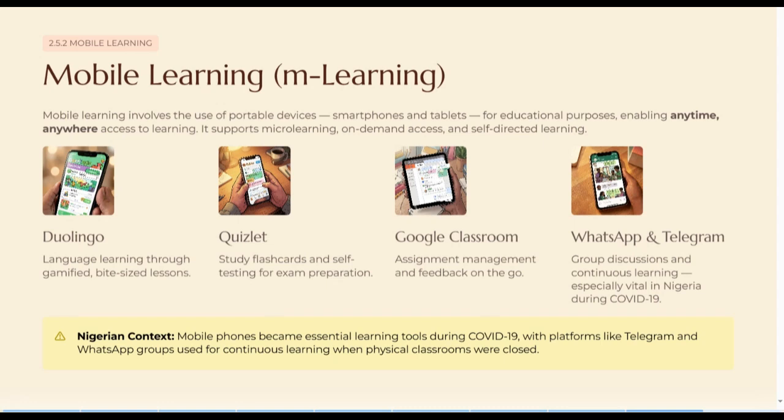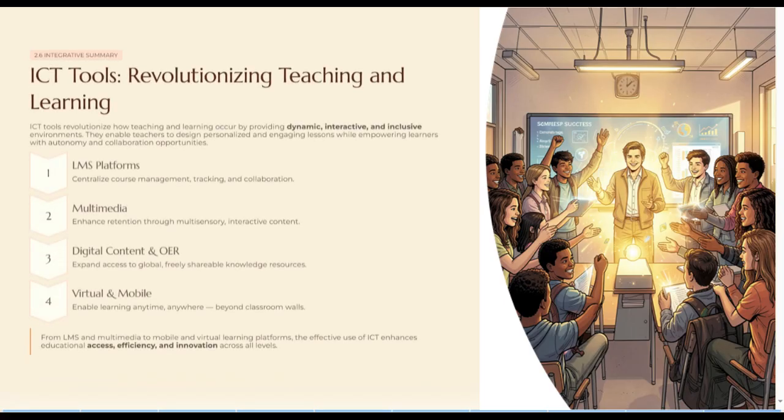We have Google Classroom, which is part of the tools you can use to do assignments and get feedback on the go. So all these platforms can be accessed on your mobile phone. We have WhatsApp and Telegram for group discussions and learning, just as we use WhatsApp to interact. Mobile learning gained momentum in Nigeria, especially during COVID-19, when schools were shut down, and things like Telegram and WhatsApp groups became the only option for sustaining learning and for continuous learning.